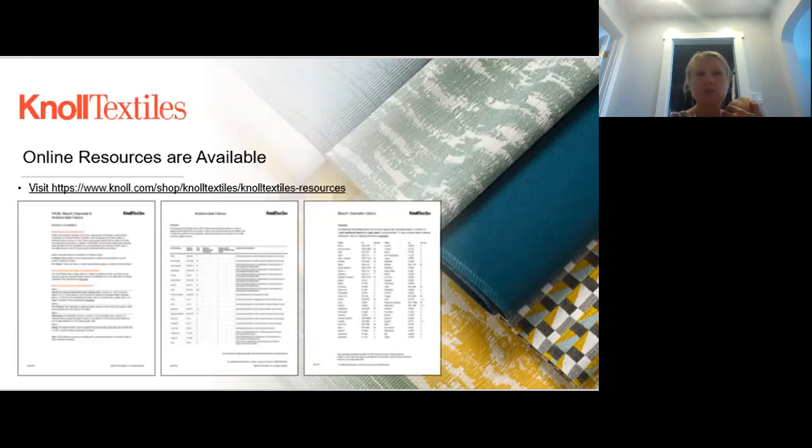And then finally, we have a full list of KnollTextile bleach cleanable fabrics. And a really great tool on our website is if you just go under our advanced search, you can click the bleach cleanable or antimicrobial or both, and then it'll populate all of the options available to you.